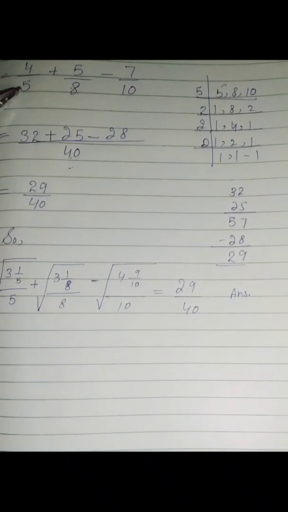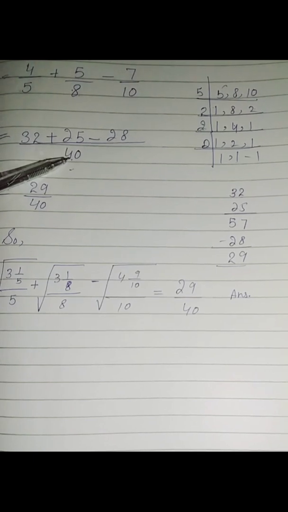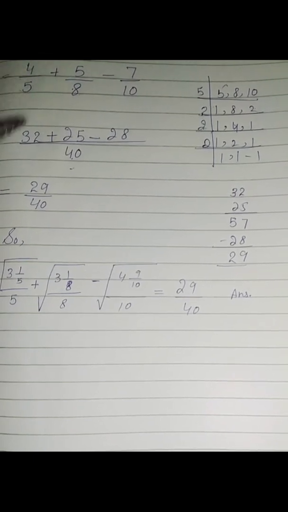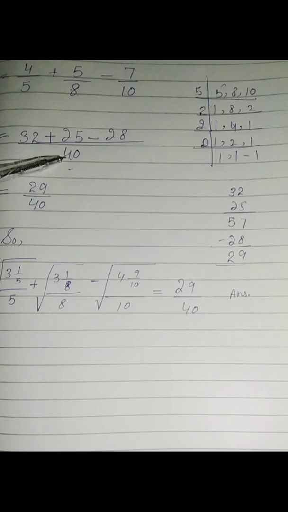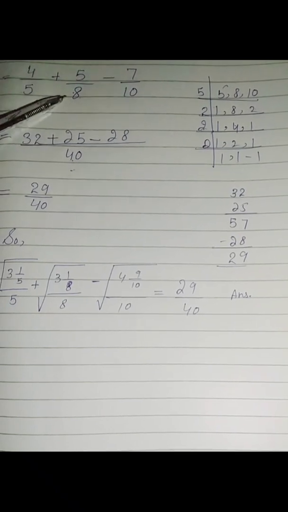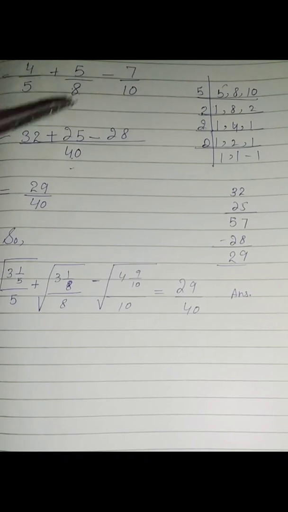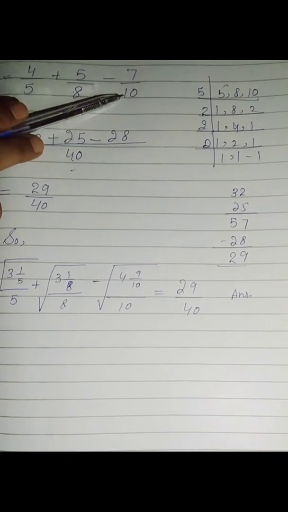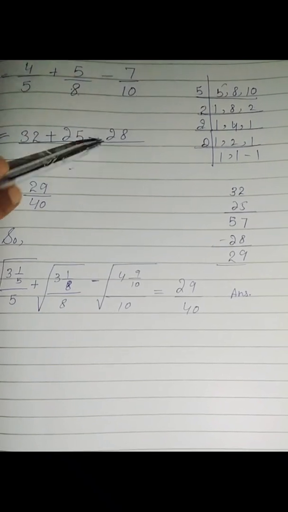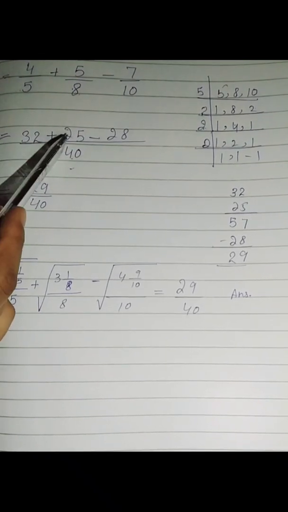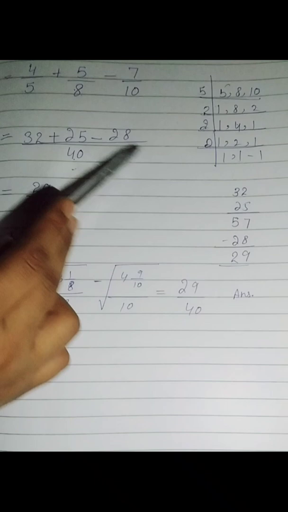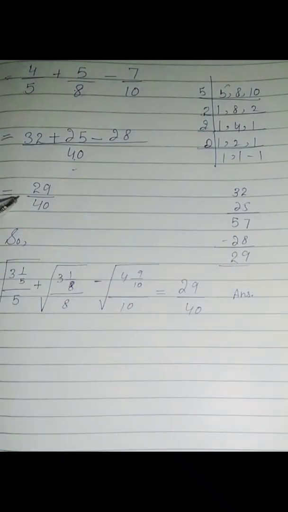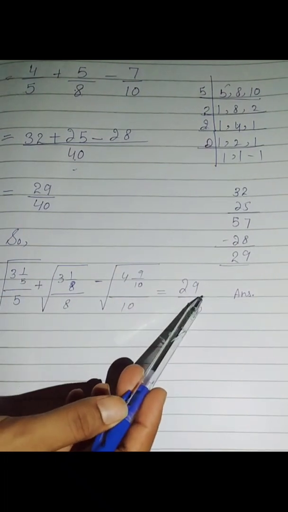We divide 40 by 5, 5 eights are 40. We get 8, multiply 8 with 4, 8 fours are 32. Similarly 40 divided by 8, 8 fives are 40, 5 fives are 25. 40 divided by 10, 10 fours are 40, 4 sevens are 28. We add 32 with 25, we get 57, and subtract 28 from 57, we have 29. It means that we get 29 by 40. So the answer of the value is 29 by 40.